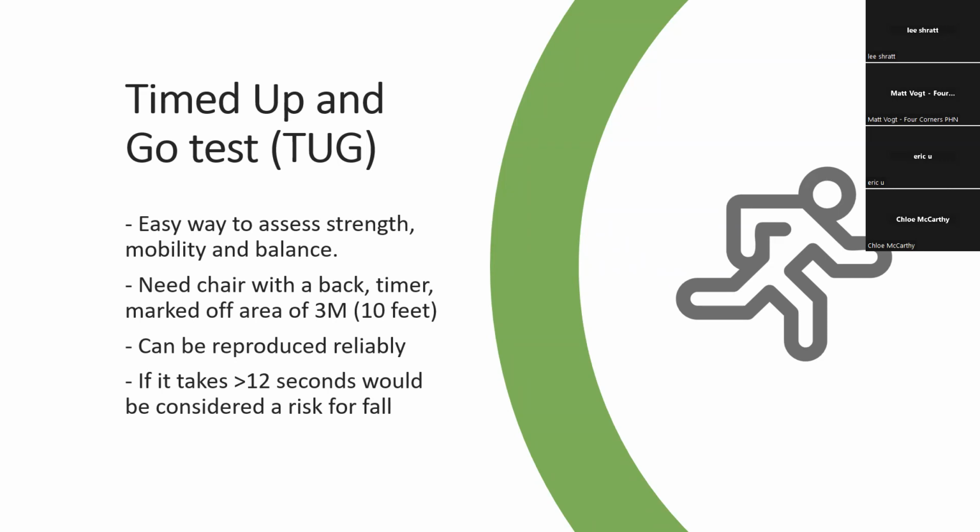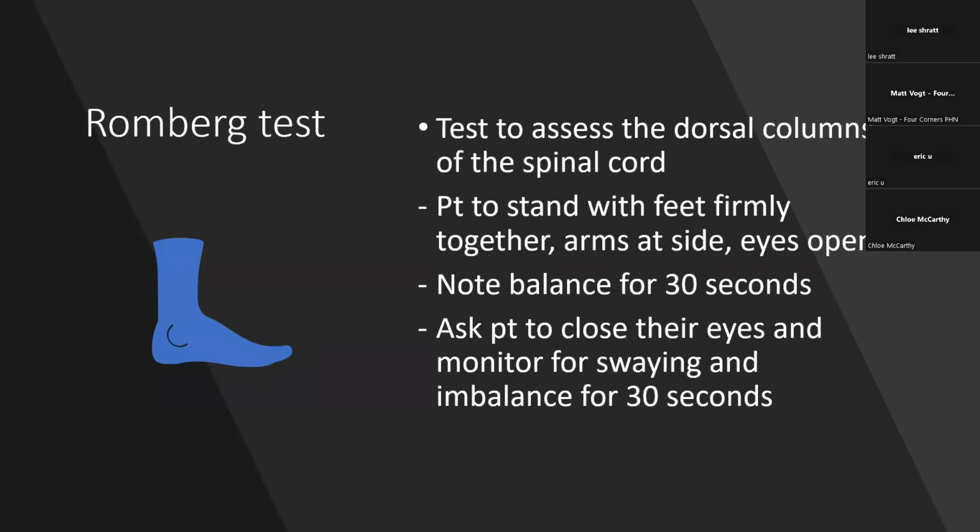Her Romberg test. So Romberg is a test to also assess for the dorsal column. It tests for proprioception. You ask the person to stand with their feet close together, hands at their side, and their eyes are open. You need to stand near them, in case they start to sway or fall. You note their balance for about 30 seconds, and then you ask the patient to close their eyes, and then you monitor for any swaying or imbalance for about 30 seconds. Okay, next slide, please.